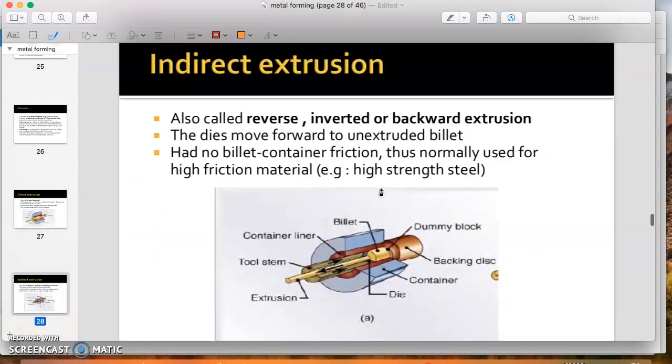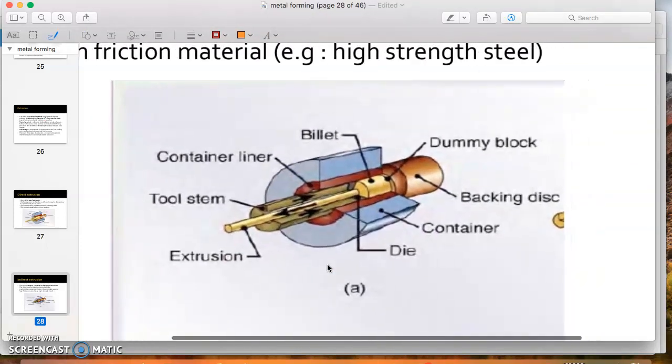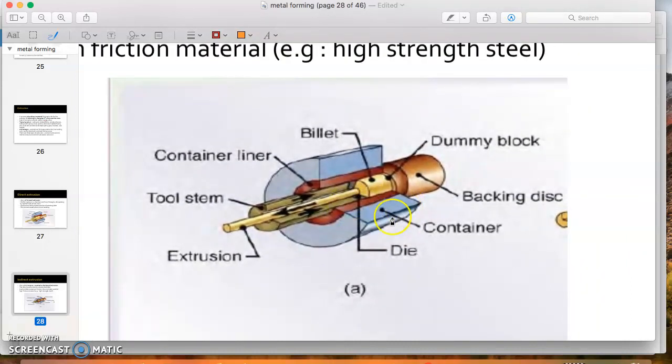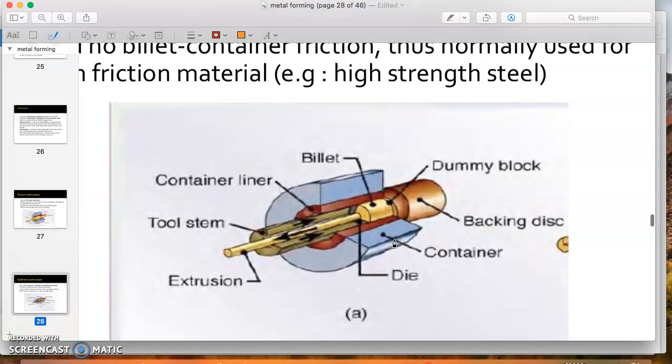Indirect extrusion is also known as reverse, inverted or backward extrusion, where the die moves forward to an extruded billet. The advantage of the process is that we can reduce the effect of friction between the billet and the die. Okay, we focus on what happens during the process. In this case, it is the reverse or opposite of direct extrusion.